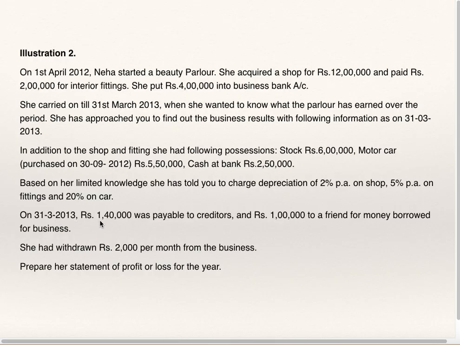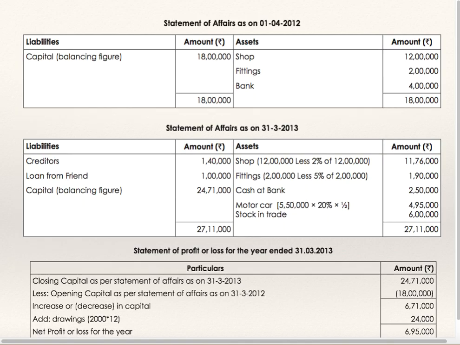On 31st March 13, rupees 1,40,000 was payable to creditors, closing liability creditors, and 1 lakh to a friend for money borrowed for business. 1 lakh she borrowed from a friend, so this loan from friend is also a liability. She had withdrawn 2,000 per month from the business. So 2000 into 12 is drawings for the year. Prepare her statement of profit or loss for the year.